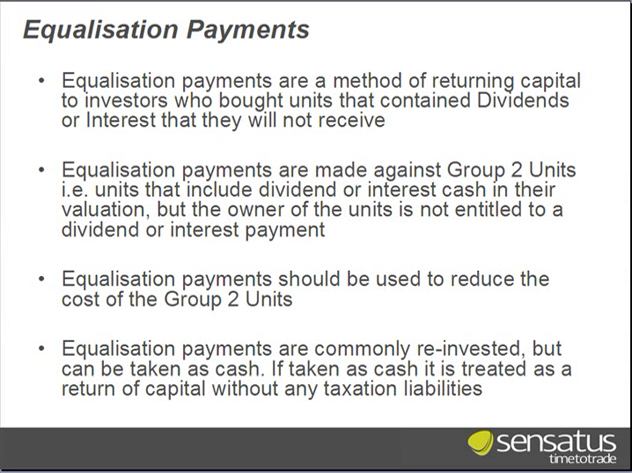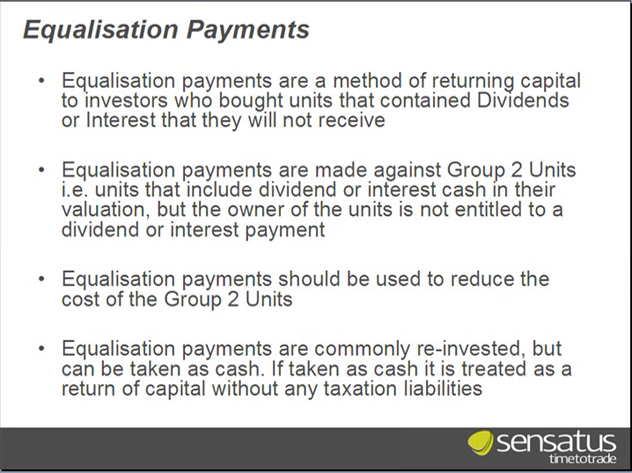In this last explanation, before we go to some worked examples on time to trade, we're going to explain equalisation payments. An equalisation payment is effectively money that is returned to you because when you bought the units, it either had interest or dividends built into the valuation of the units, and those dividends, that interest, was already destined to be returned to some investors. However, when you bought your units, it was included in the value.